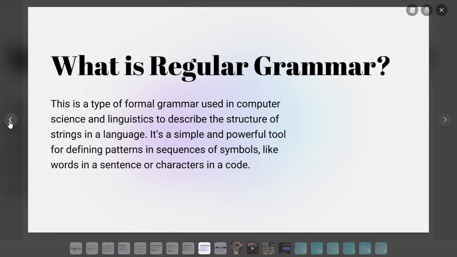What is regular grammar? This is a type of formal grammar used in computer science and linguistics to describe the structure of strings in a language. It is a simple but powerful tool for defining patterns and sequences of symbols, like words in a sentence or characters in a code.